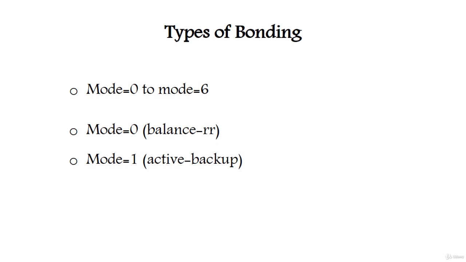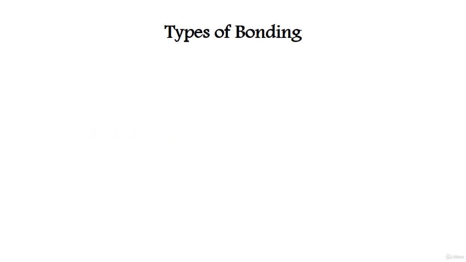The next one is mode 1, which is active-backup. Active backup policy is this: in this mode, only one slave in the bond is active. The other one will become active only when the active slave fails. The bond's MAC address is externally visible on only one port, network adapter, to avoid confusing the switch. This mode provides fault tolerance.